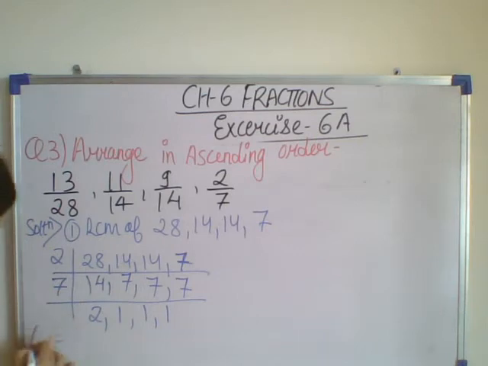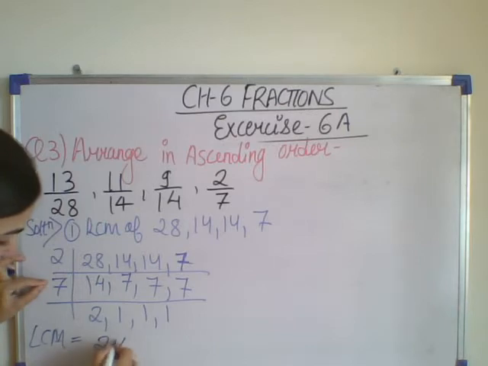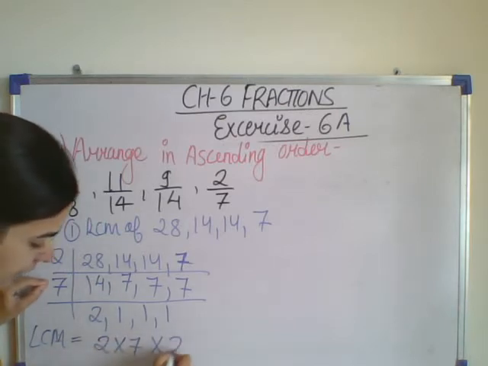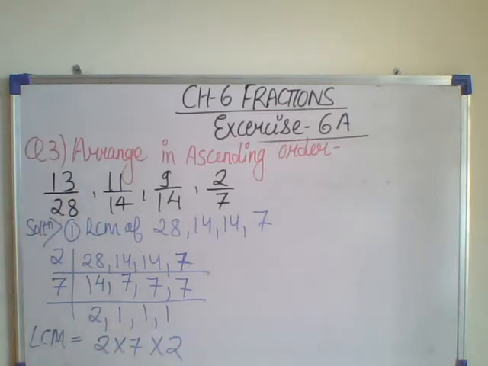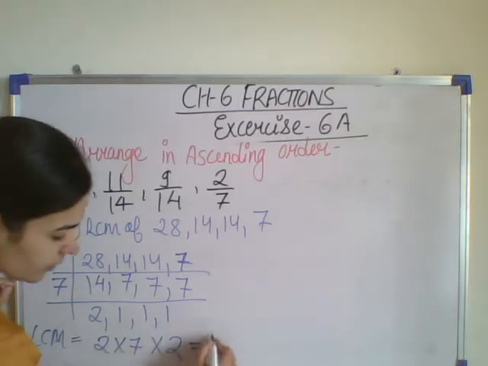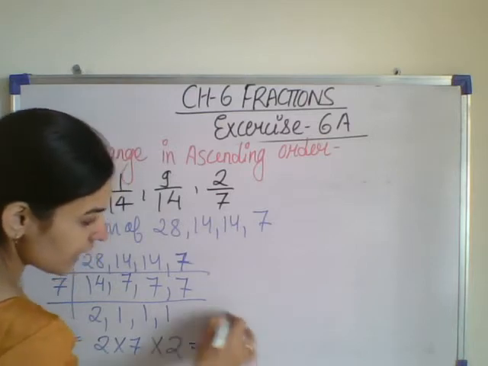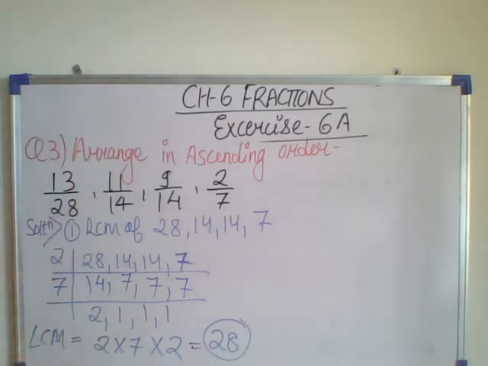Now what will be the LCM? The LCM will be 2 multiplied by 7 multiplied by 2. So 2 7s are 14 and 14 2s are 28. So our LCM is 28. The LCM we got, it is as 28.